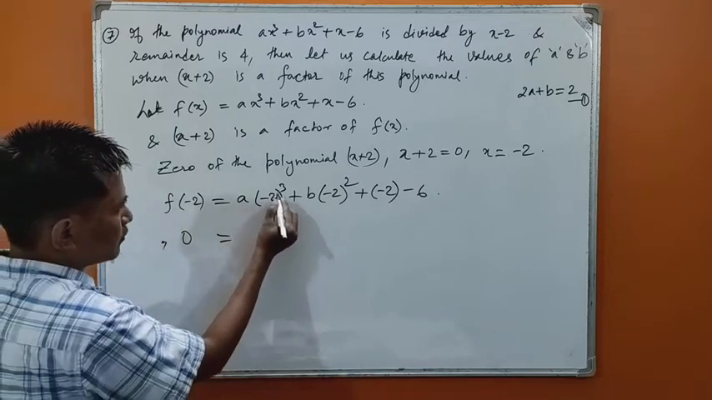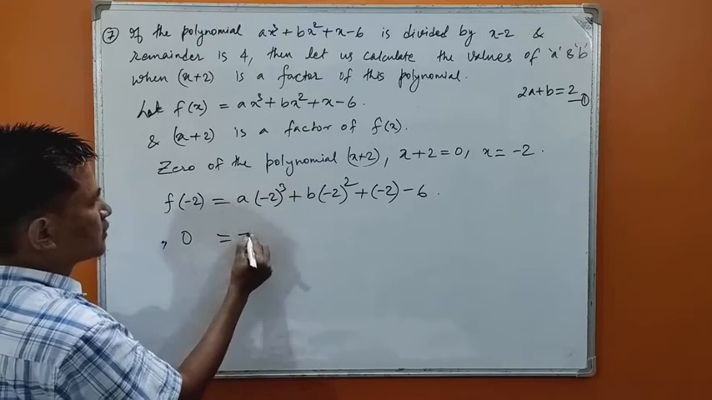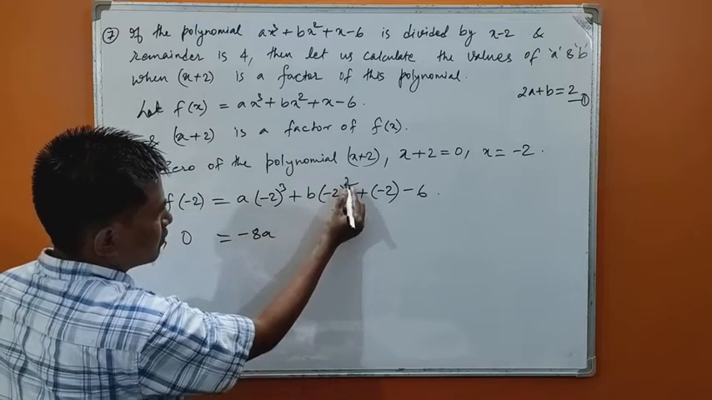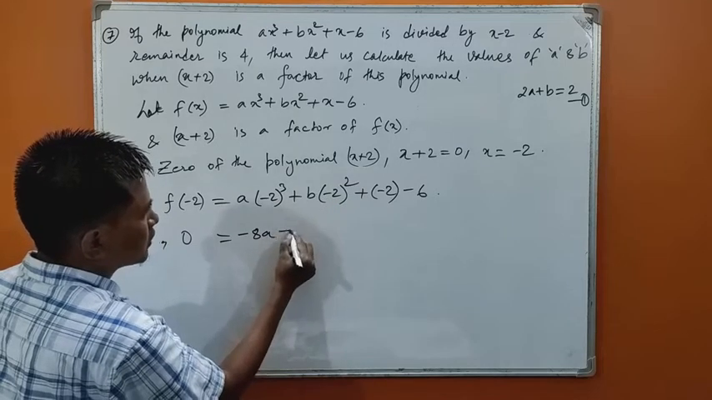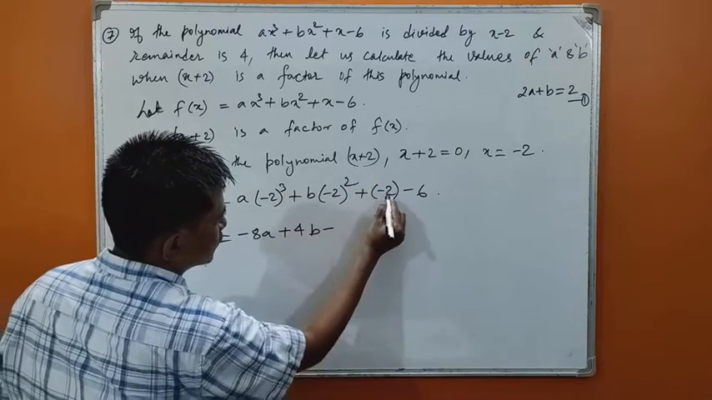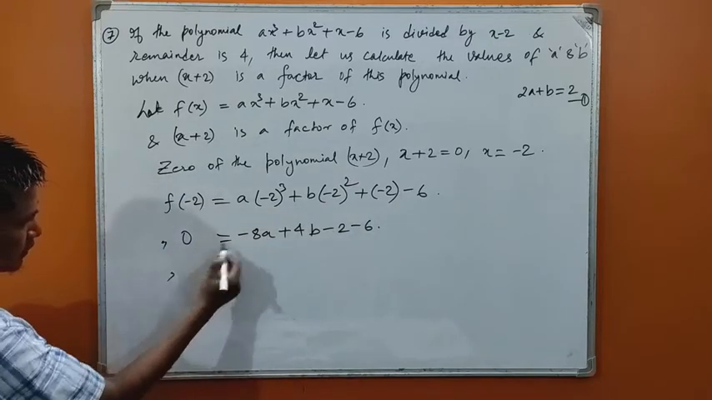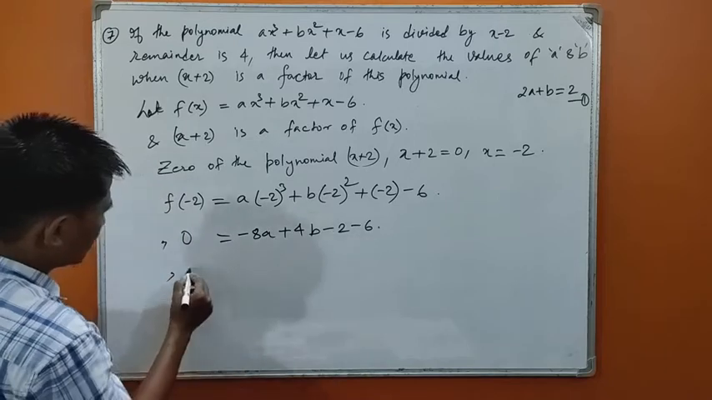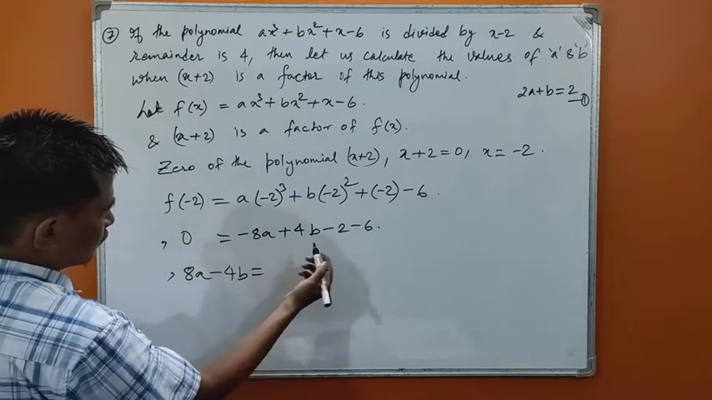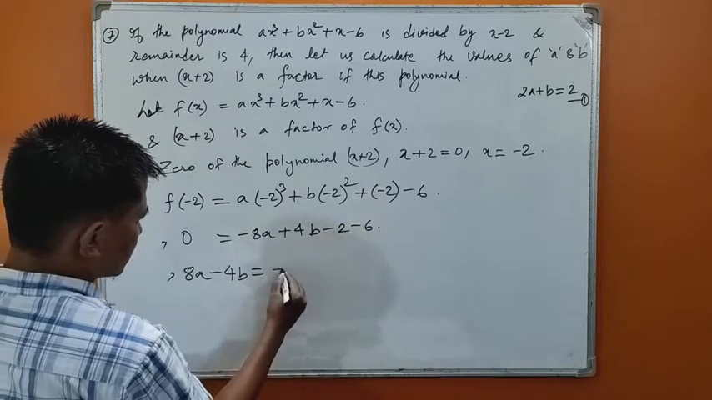Here, since the power is an odd number, the sign will remain minus. Minus into plus is minus. 2 cube is 8, 8 into a is 8a. Power is even, so the sign changes to plus. Plus into plus is plus. 2 square is 4, 4 into b is 4b. Plus into minus is minus 2, minus 6. Okay. Let's bring this minus 8a to the left hand side. Minus 8a becomes plus 8a, isn't it? 8a plus 4b becomes minus 4b equals to, in the right hand side, these two are brought to the left hand side. In the right hand side we have minus 6 and minus 2, that is minus 8.